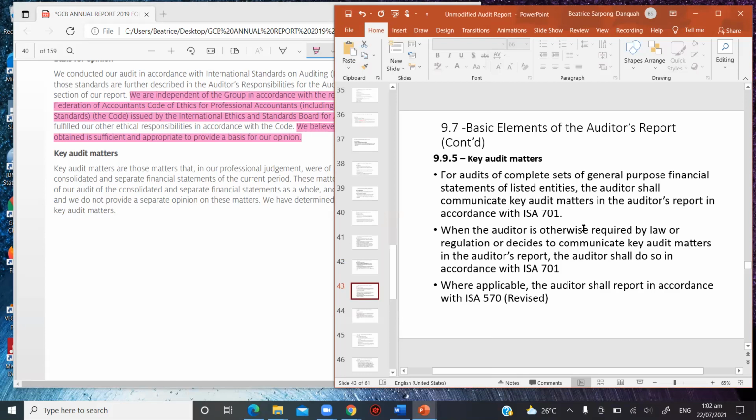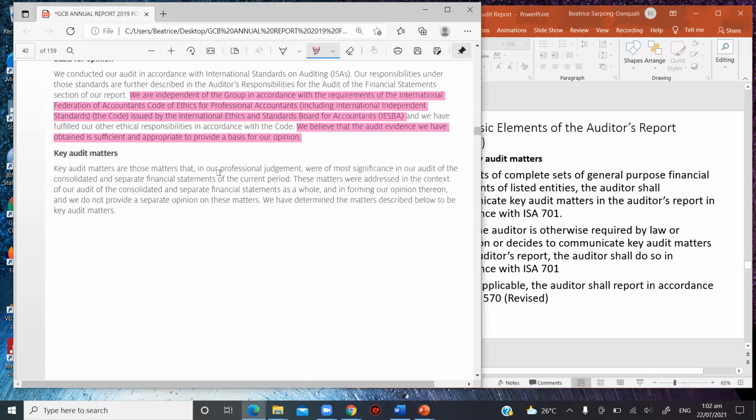So for audit of a complete set of general purpose financial statements of listed entities, the auditor shall communicate these key audit matters in the audit report in accordance with ISA 701. When the auditor is otherwise required by law or regulation to communicate key audit matters in the auditor's report, the auditor shall do so in the standard. So now in Ghana, it is allowed for the auditor to include the key audit matters. And now you know what key audit matters is.